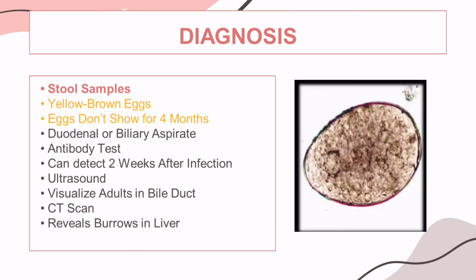The infection typically is diagnosed by stool samples, duodenal or biliary aspirate, and antibody tests, which can detect infection 2 weeks after infection. Ultrasound can visualize adults in the bile duct, and a CT scan reveals burrows in the liver.